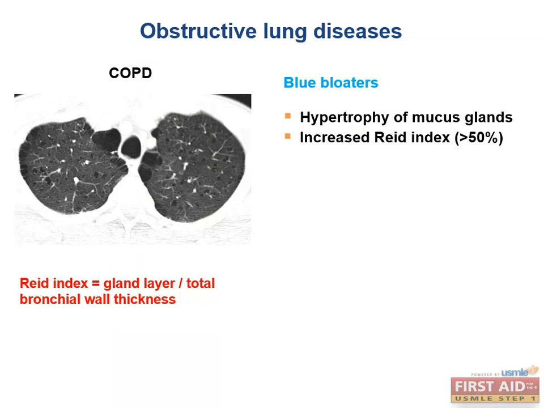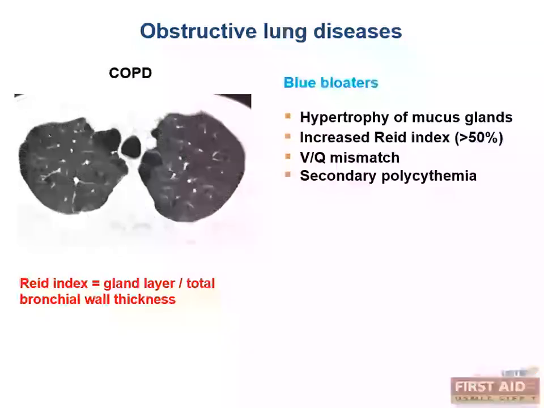The mucus and inflammation cause the obstruction, which causes the body to decrease ventilation and increase cardiac output, creating that VQ mismatch. You may also see secondary polycythemia as the body attempts to compensate for poor oxygenation. How will you know a blue bloater?